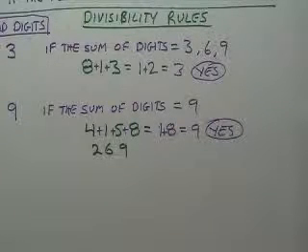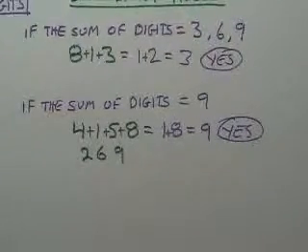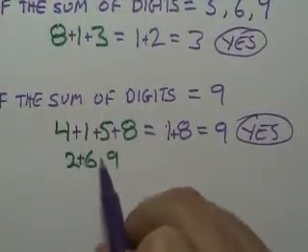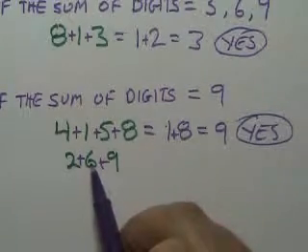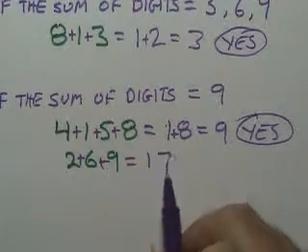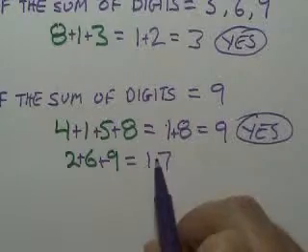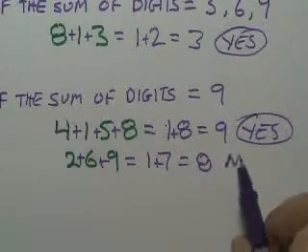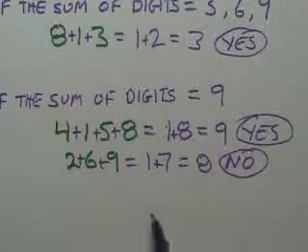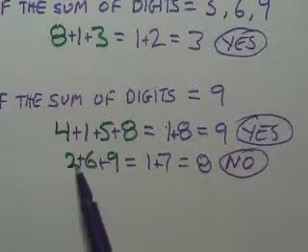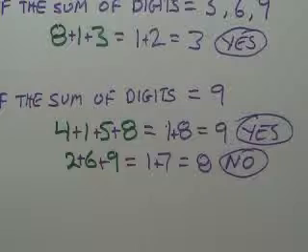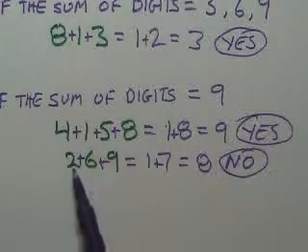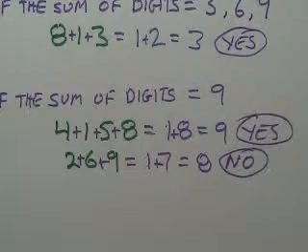Let's try another number like 269. So if I add that together, 2 and 6 is 8, 8 and 9 is 17, then I add 1 and 7, 1 and 7 equals 8. So the answer is no. No, 9 does not go into 269. Not evenly. So 9 is not a factor of this. This number is not divisible by 9.